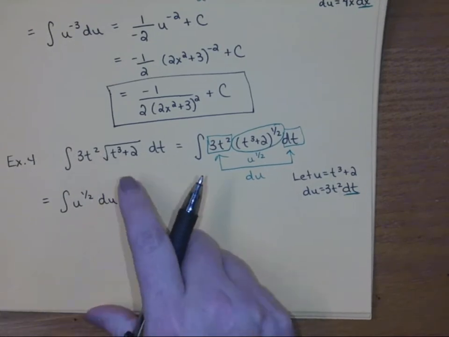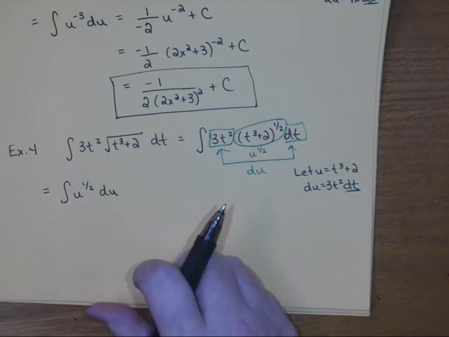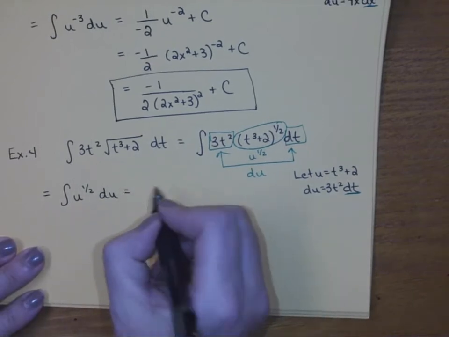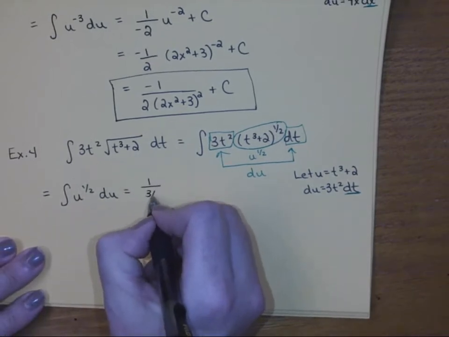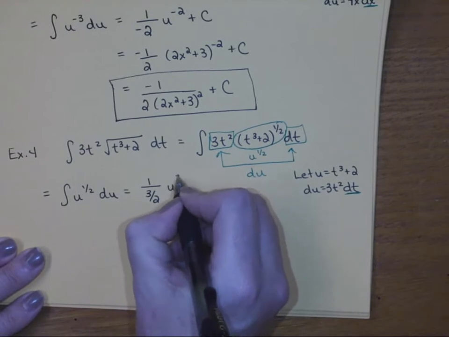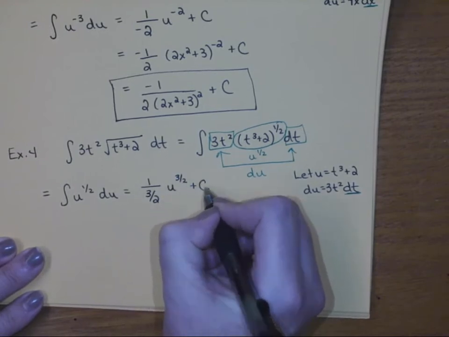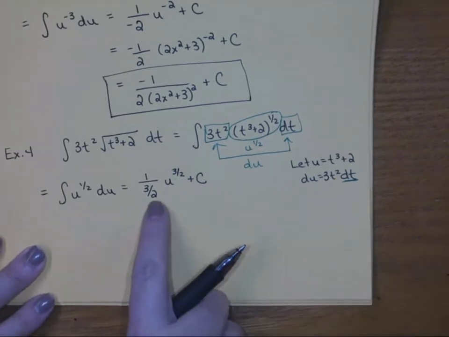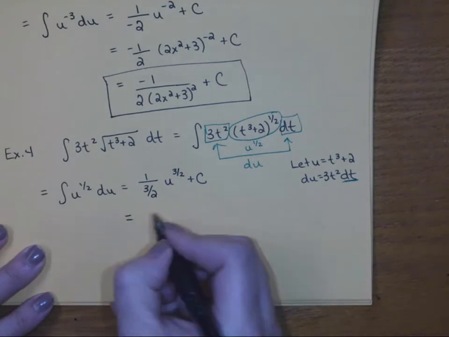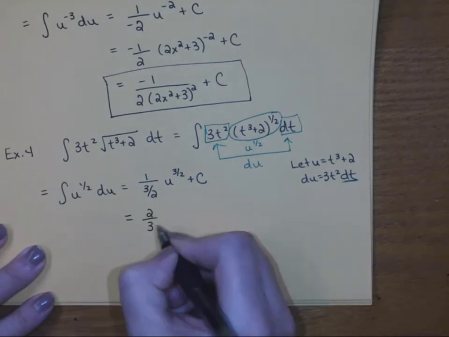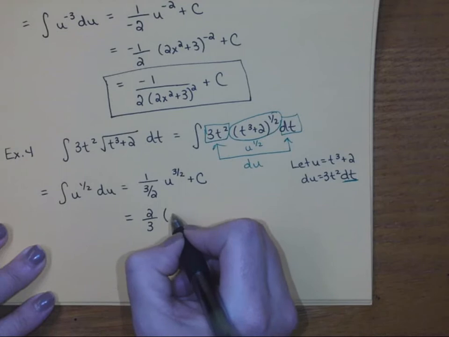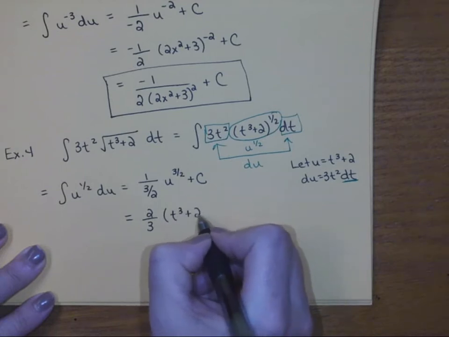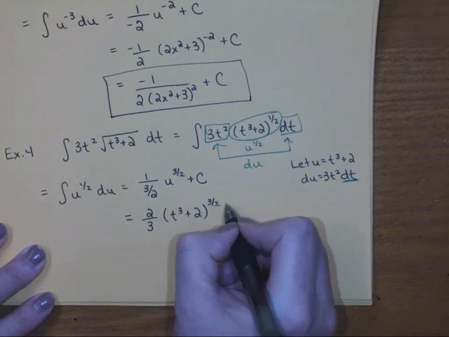Okay, so be careful with fractions. When we add 1 to the power, we're going to get 3 halves, right? So it's 1 over the new power, and then u raised to that new power. So remember, that's going to flip this, right? So this is just going to be 2/3, and then we're going to replace u with the original, which was t cubed plus 2 to the 3 halves plus c.